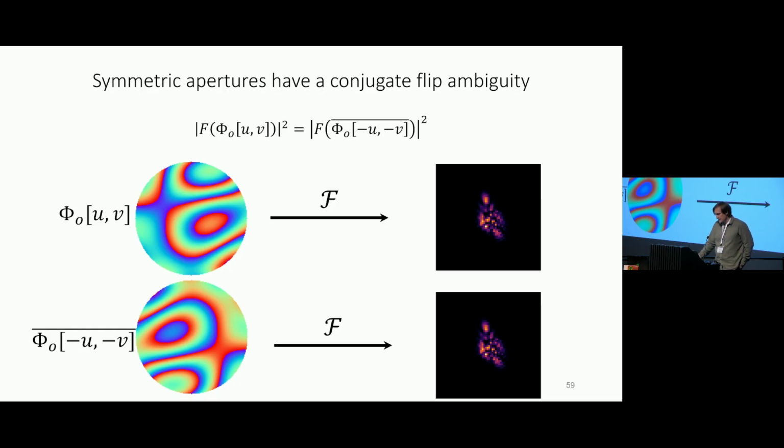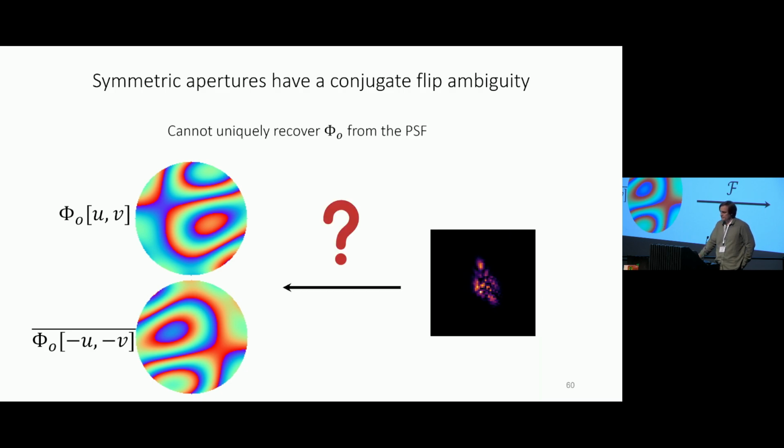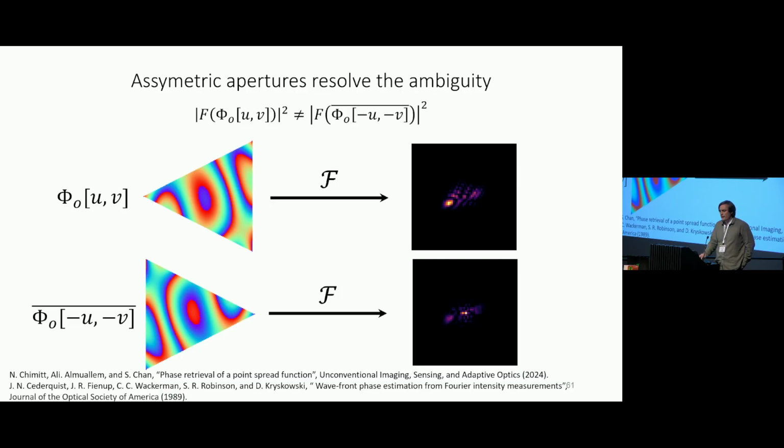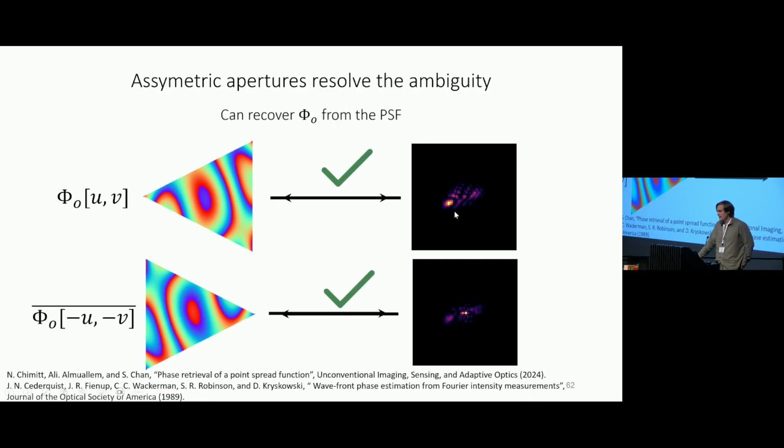The insight that Stanley points out, based on some work that Jim Fienup and others did long before, was that there's an inherent ambiguity associated with symmetric apertures. This phase error and this phase error produce exactly the same PSF, but if I correct with this PSF, this phase error instead of this phase error, I get completely different results. By contrast, if I have an asymmetric aperture, that conjugation and flip ambiguity disappears. This phase error and this phase error produce completely different PSFs, and so you can reconstruct the PSF from the other.